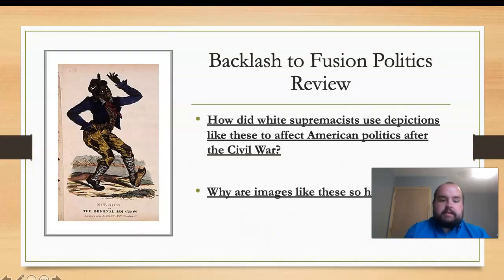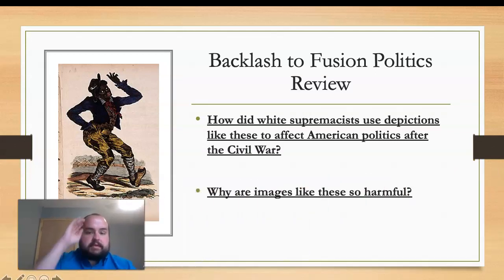In the meantime, let's look again at the backlash to fusion with some of the stuff we talked about last week. How did white supremacists specifically use depictions like this one right here to affect American politics after the Civil War? Look again over the cartoons I showed you in the last PowerPoint presentation. Make sure you go over the reading that I will post to Moodle. Look again at these depictions. How exactly are they depicting African Americans? What kind of message are they trying to get across? And how is that going to influence politicians and perhaps most importantly voters when it comes time to election season? Those are the kind of questions I want you to consider when you look at things like this.